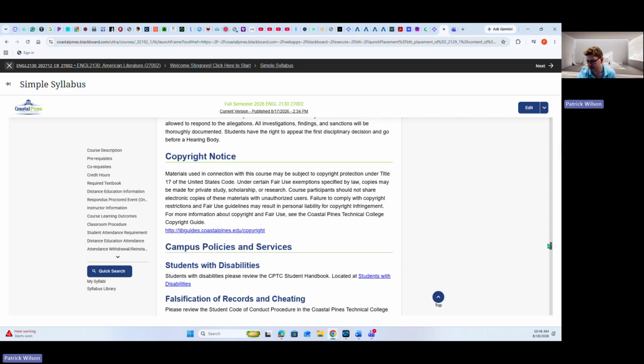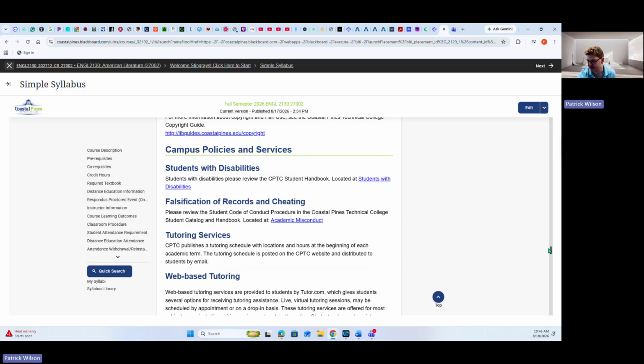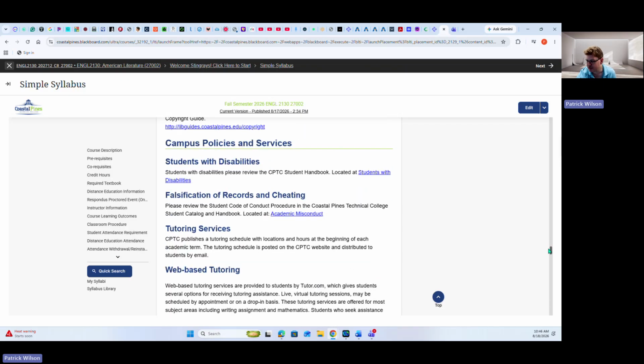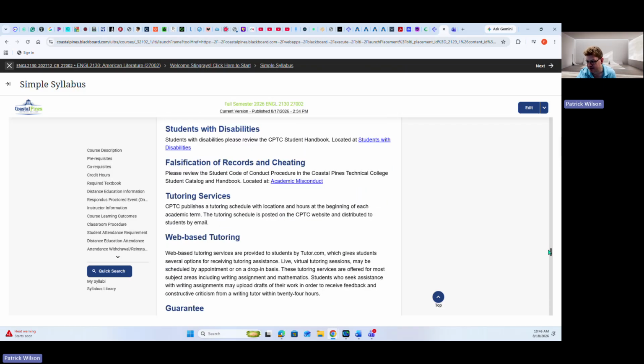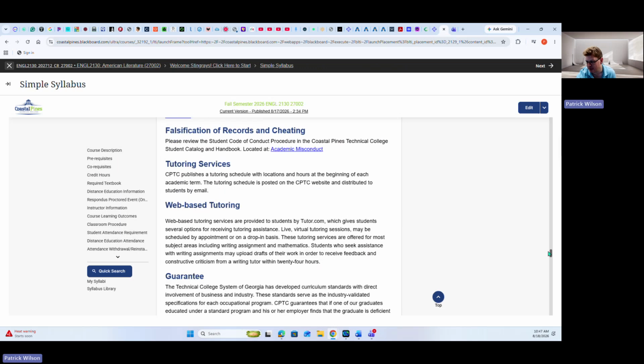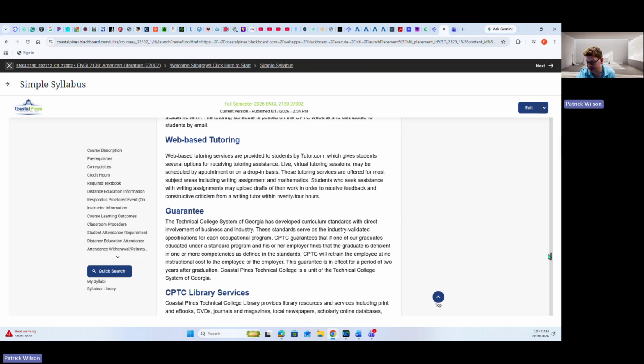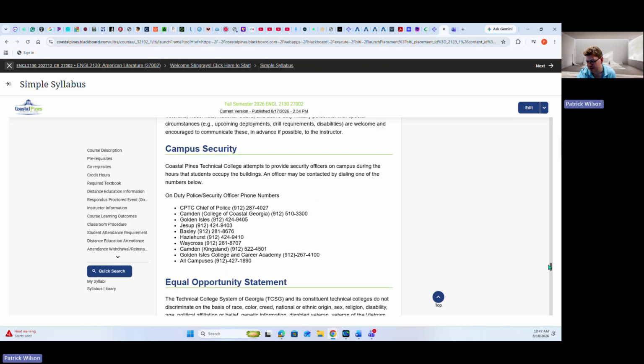Let's see. Copyright notices, you can kind of look at this. Students with disabilities, you can kind of go through some of this, the falsification of records and cheating, different tutoring and web services. We talked about that, library services.